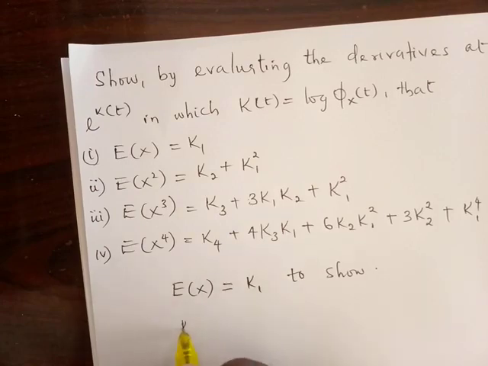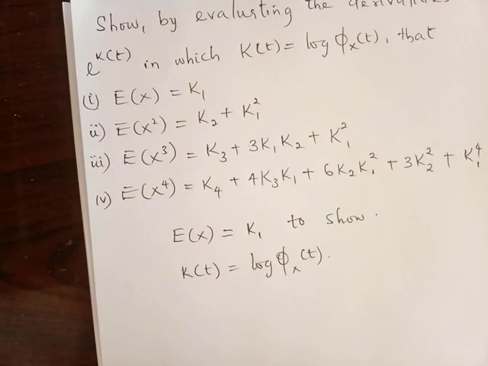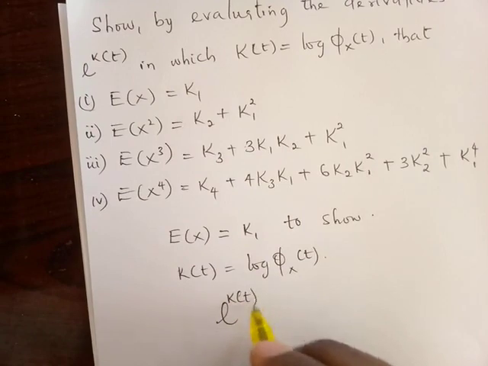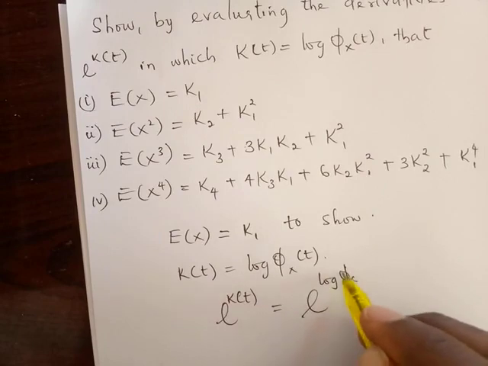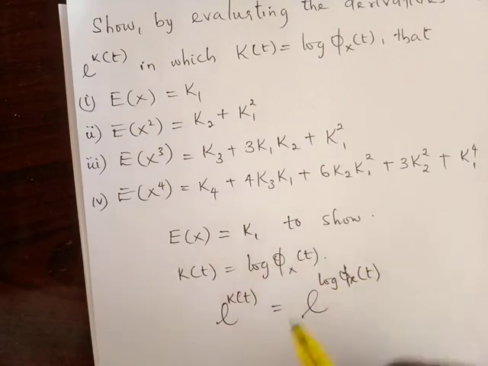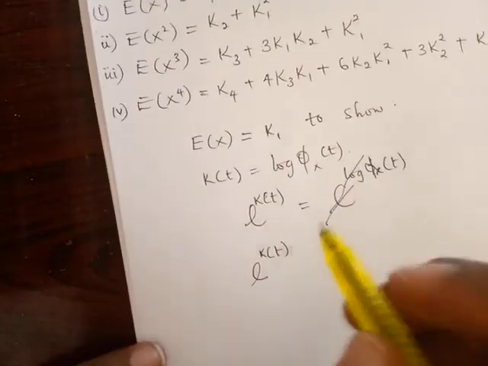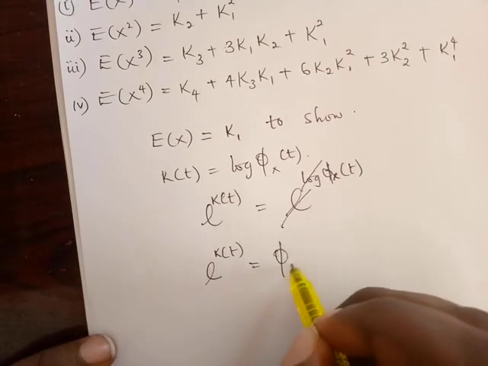from what was given, K(t) is log phi X of t. If we take the exponential of both sides, we will be having exponential raised to the power of K(t) is equal to exponential raised to the power of log phi X of t. Now the exponential will cancel out the log, and finally we'll be having the exponential K(t) is equal to phi X(t).